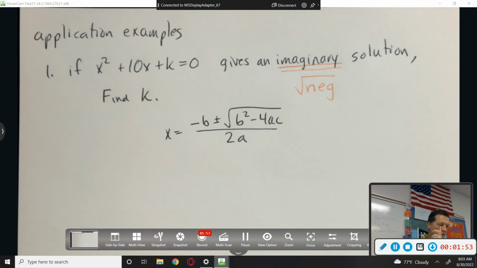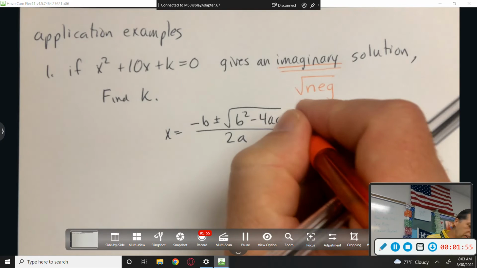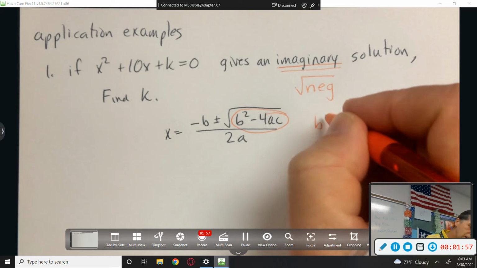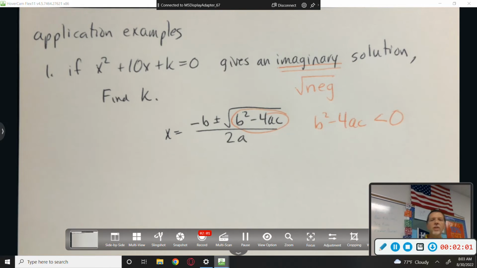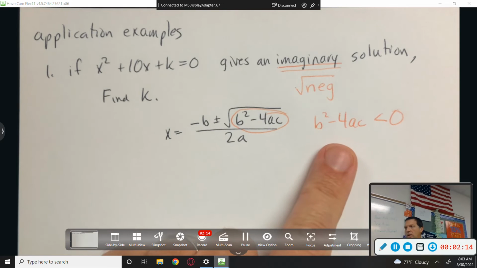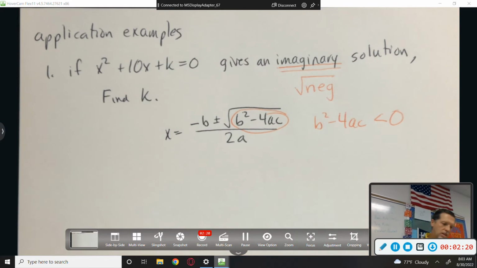All right, well, I don't need the whole quadratic formula. I just need this part to be less than 0. Right? I need b squared minus 4ac to be negative, and then I'll have an imaginary solution. So I don't need the full thing, I just need that part. That part has a name, the discriminant, but you don't have to know what it's called.